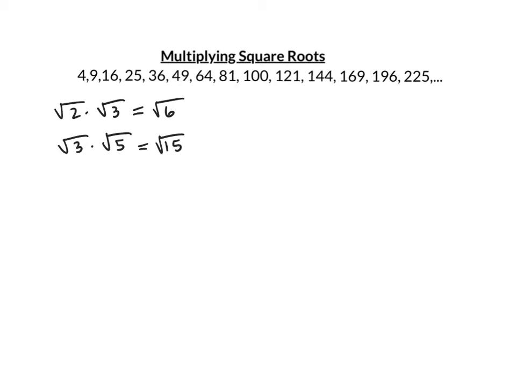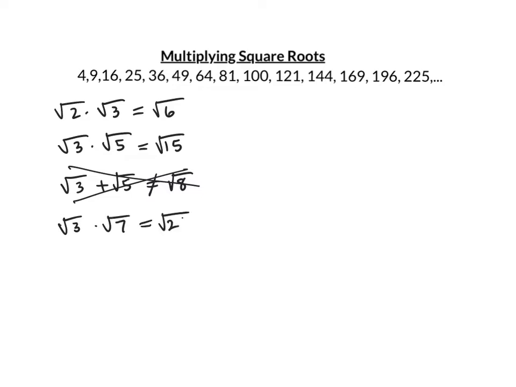Don't confuse that with adding. If I ask you to take root 3 plus root 5, that is not equal to root 8. You can check that on a calculator. It doesn't work. But roots work just the way you think it should. Root 3 times root 7 is the square root of 21.